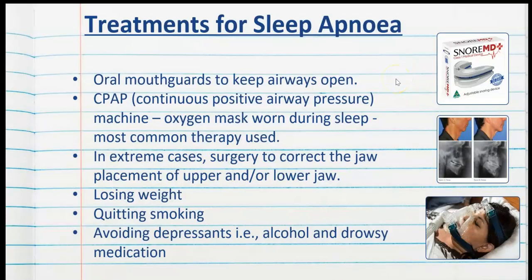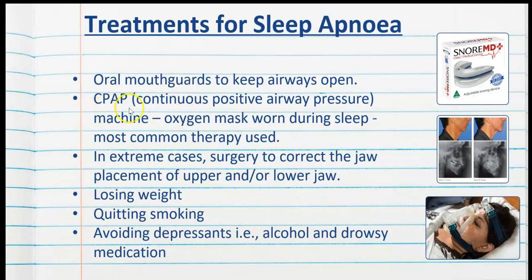So there are several treatments for sleep apnea. Some of them are relatively minor and then some of them are a little bit more advanced, as we can see here. So there are oral mouth guards to keep the airways open that can be bought at pharmacies that are pictured here. They're not very popular because they are quite uncomfortable and they take a bit of getting used to, but it ensures that the mouth is kept open. So obviously the airway can always have free flow of oxygen.